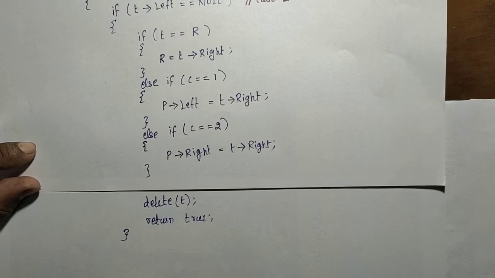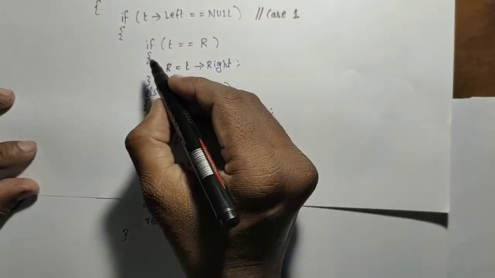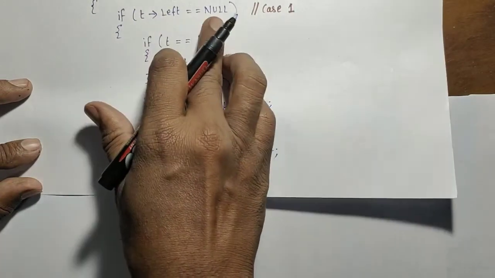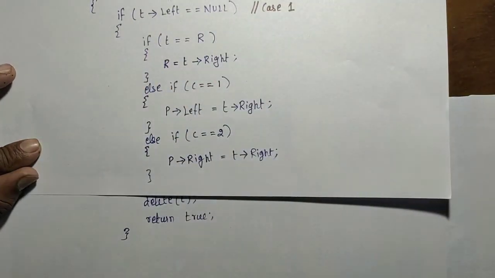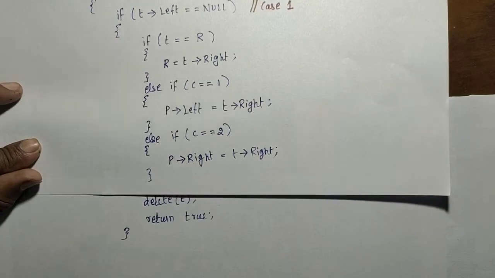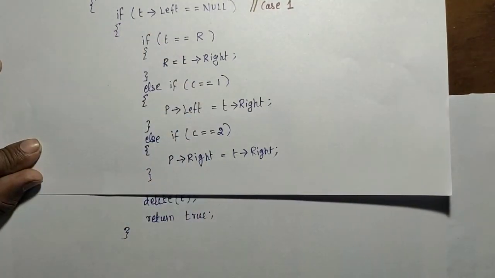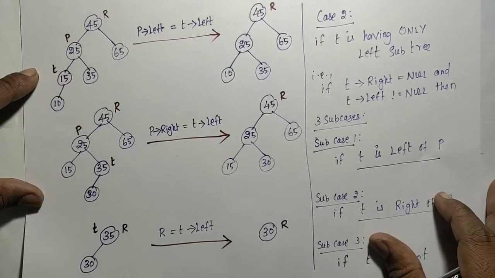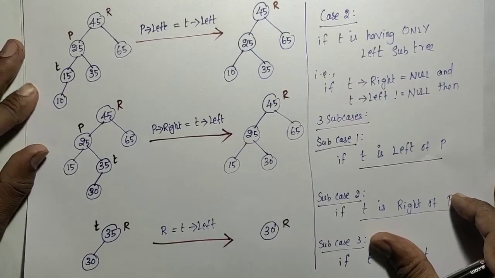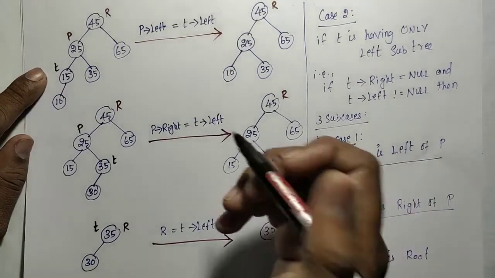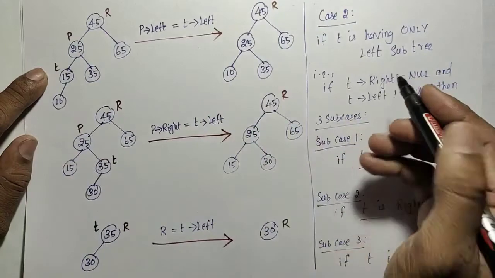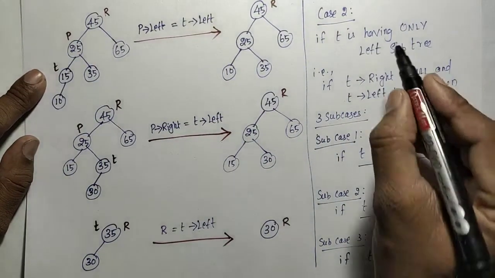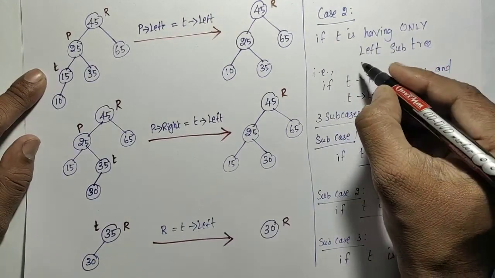So the next I need to check for the next case. The next case is t of left is not equal to null. It means that some valid subtree is there for the left side of the t. So this is case 2 actually. Case 1 is t is having only the right subtree or it is a leaf. Case 2 is t is having only the left subtree.